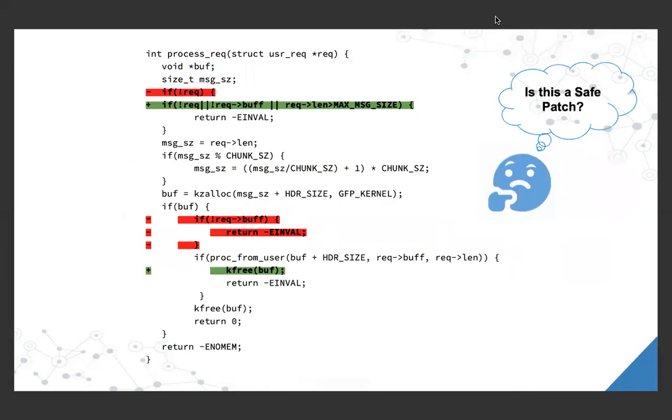Let's look at a patch. And here, the patch is shown on the slide. Here, the lines in red are the lines that are removed by the patch, and the lines in green are the lines that are added by the patch.